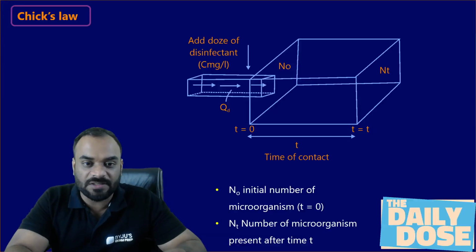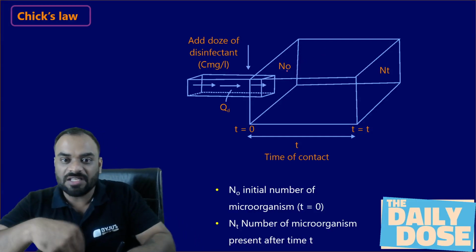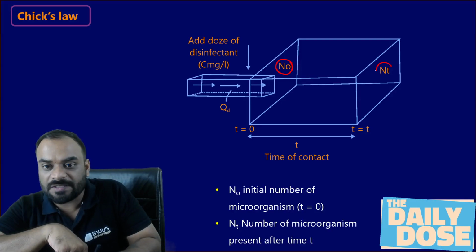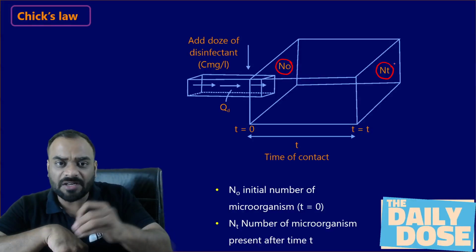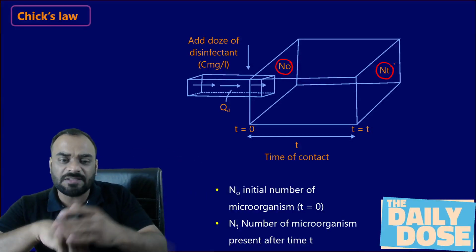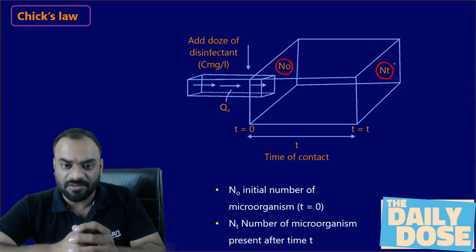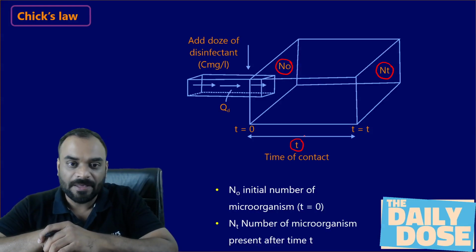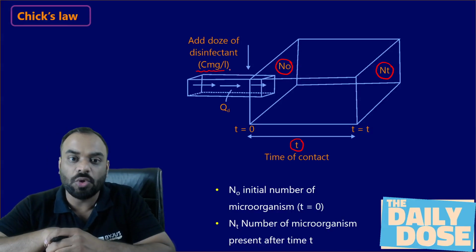So let's start this session. Let us consider this is our disinfection treatment unit, in which the initial number of microorganisms is N0 and the number of microorganisms present after time t is Nt. Let us consider the disinfectant we have added into the disinfection treatment unit. It has a time of contact, which is the duration of contact between the microorganisms and the disinfectant. Let us consider our time of contact is T, and we have added C milligram per liter of disinfectant dose.